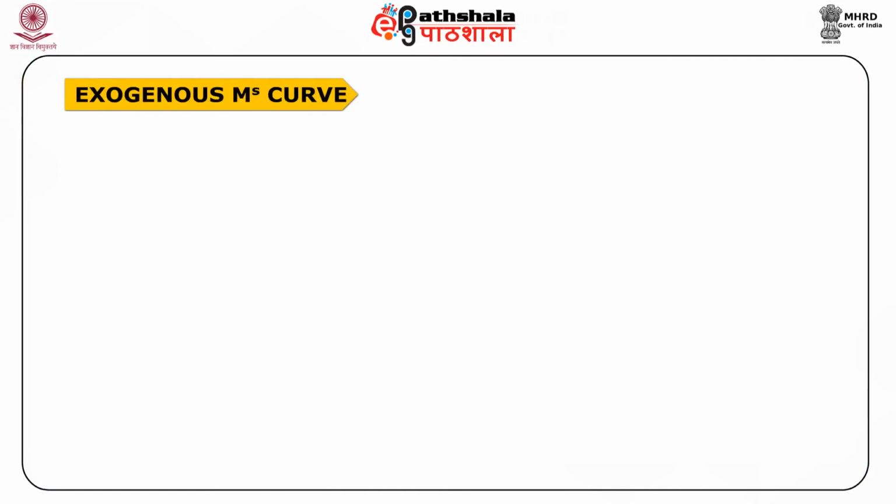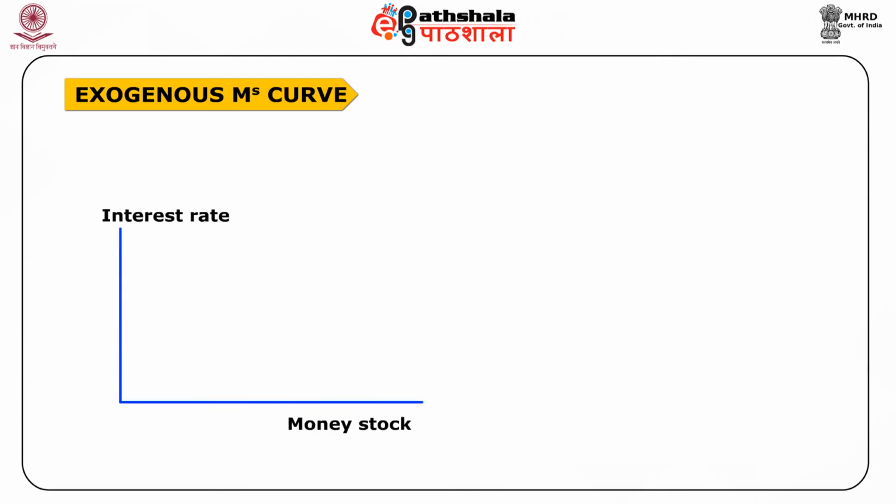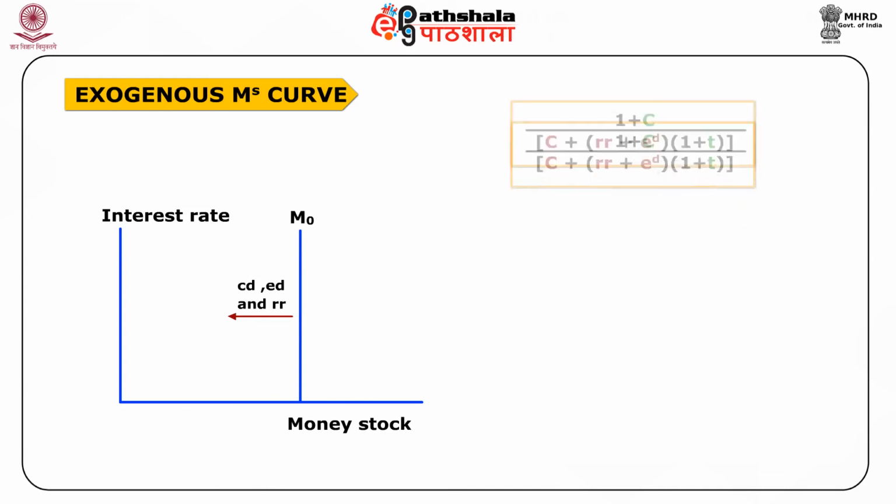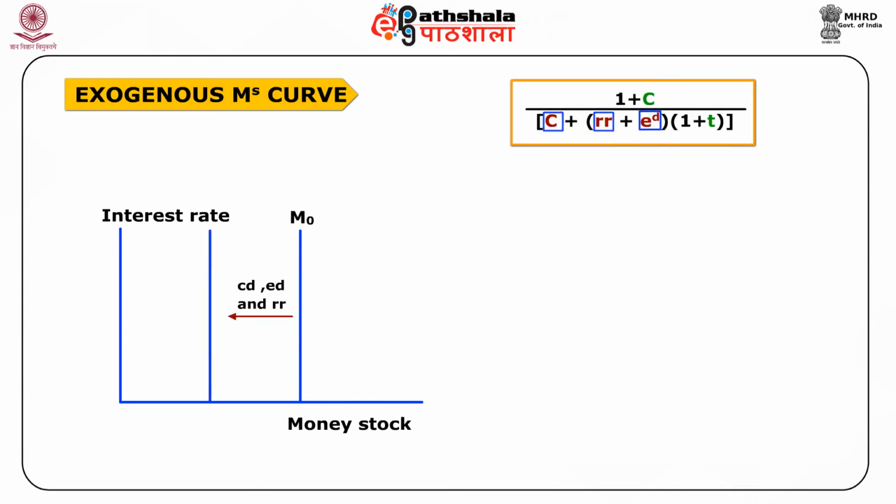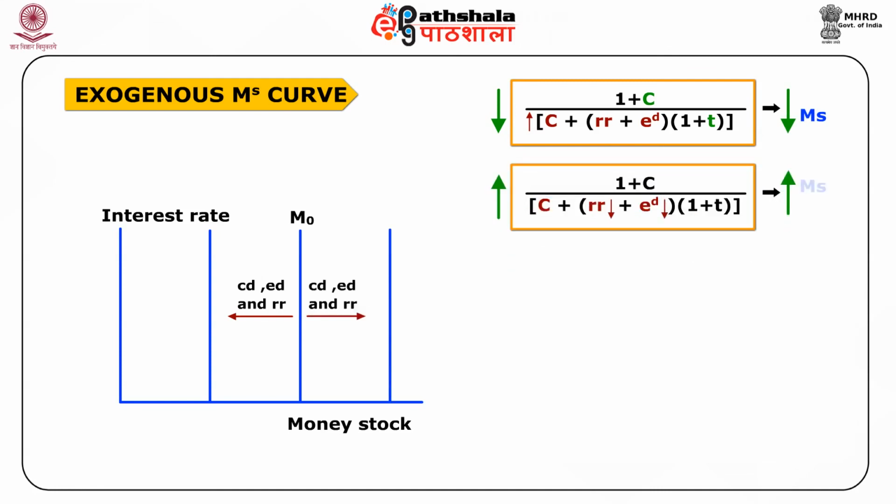The exogenous money supply curve refers to the situation where the supply of money in the economy is determined by banks' preferences for excess reserves and depositors' preference for holding cash, and this preference is not affected by interest rates. Here, the complete money multiplier is constant, with the money supply curve vertical. In this situation, CD, ED, and RR shift the money supply curve to the left, since a rise in any of these variables leads to a lower complete money multiplier and thus a lower money supply, and a decrease in any of these variables has the opposite effect. The monetary base has a direct effect on the money supply. An increase in H shifts the money supply curve to the right, whereas a decrease shifts it to the left.